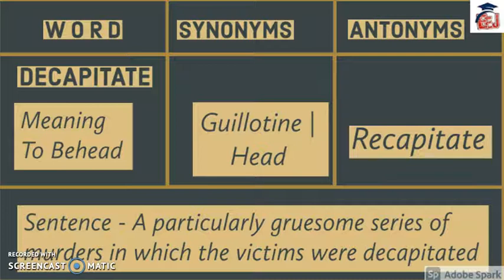The first word is decapitate. Decapitate means to behead. That means to cut the head off. Guillotine, head. Let's move to the sentence. A particularly gruesome series of murders in which the victims were decapitated. Decapitated means their heads were cut off. So this is the first word of this video, that is decapitate, meaning to behead or cut the head off. Let's move to the next word.